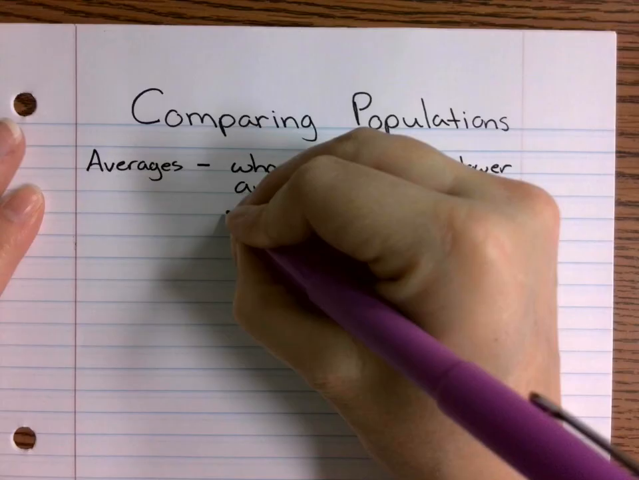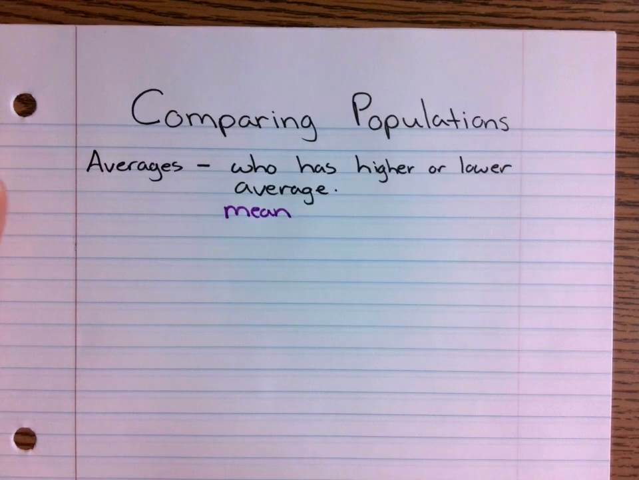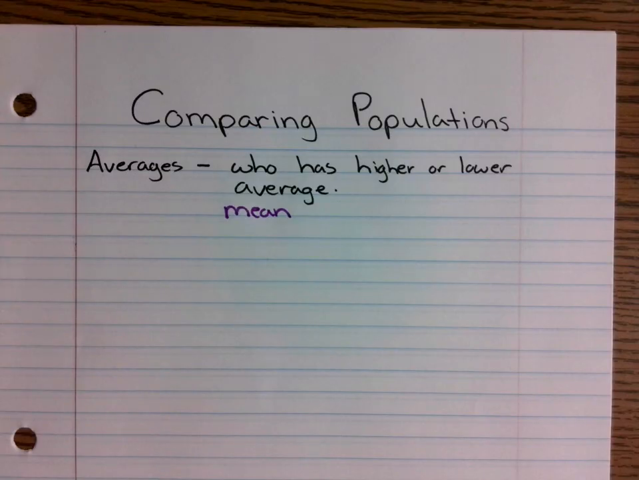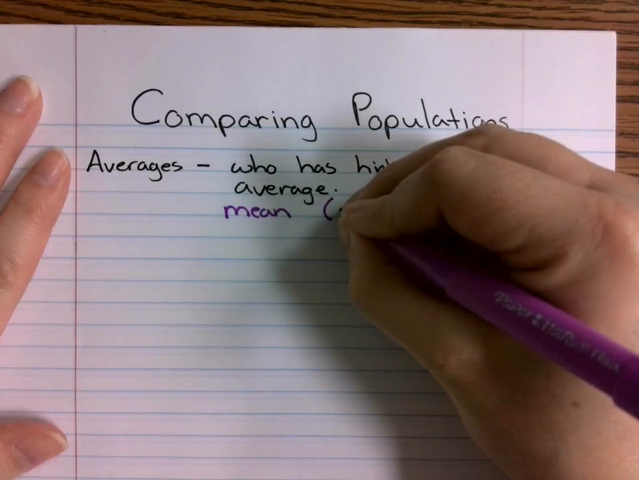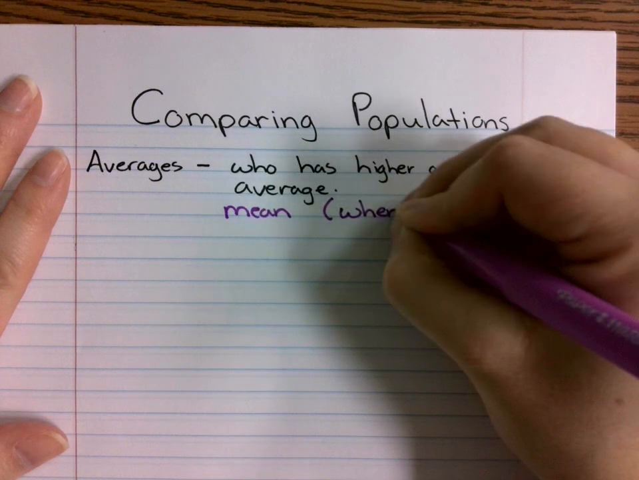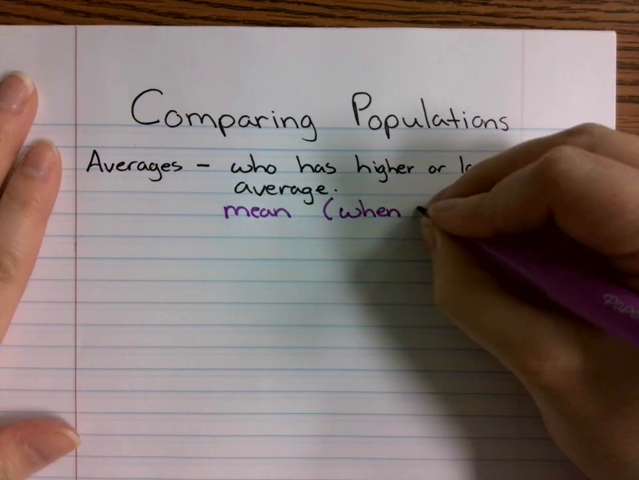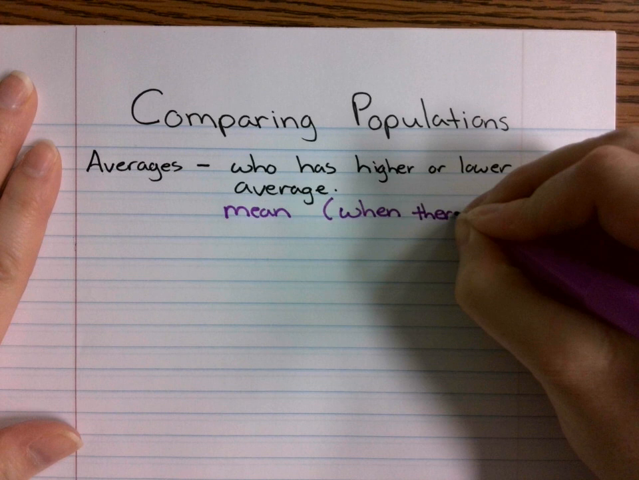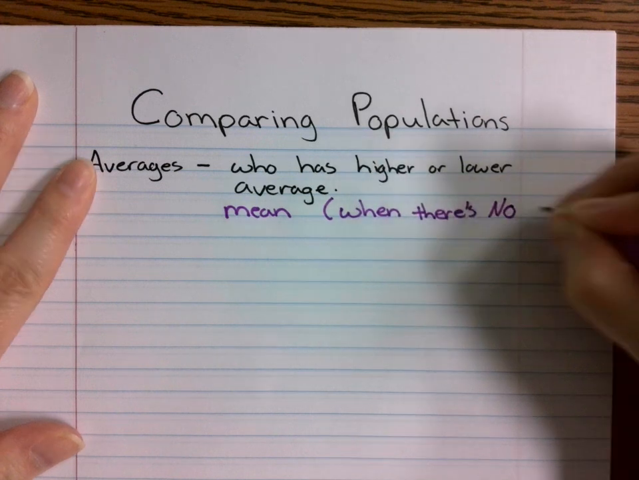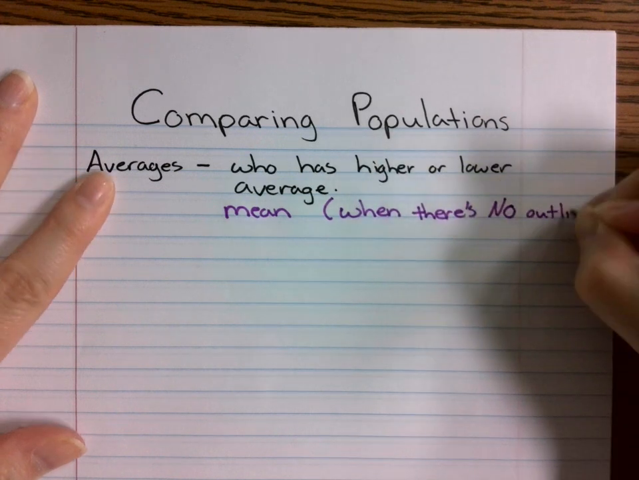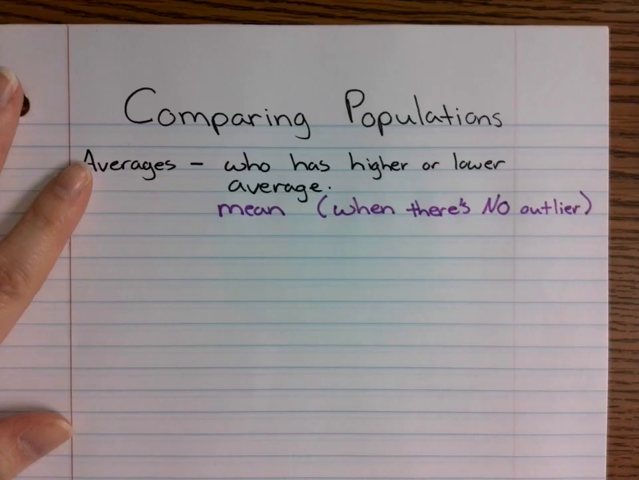Now, who also remembers mean is only usable in what situation? Armando? When there's no outlier, okay? So it's the one that you want to use when there is no outlier. That's important. If there's an outlier present, mean might not be the best representation of your data set.